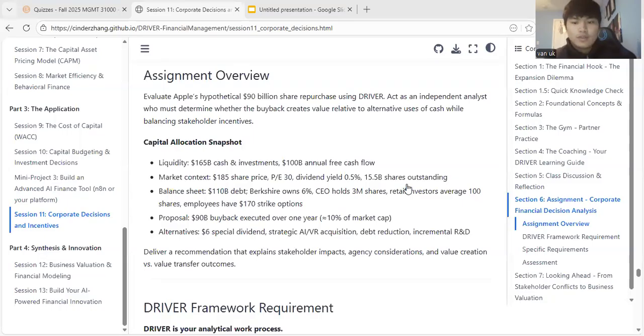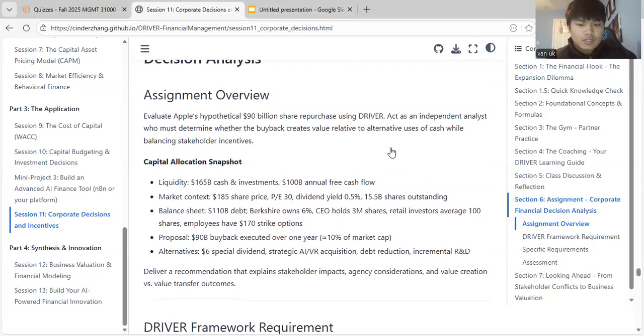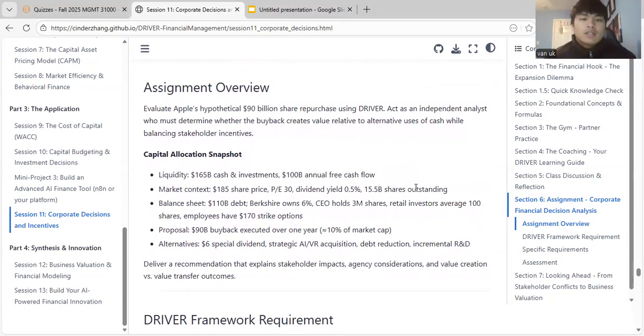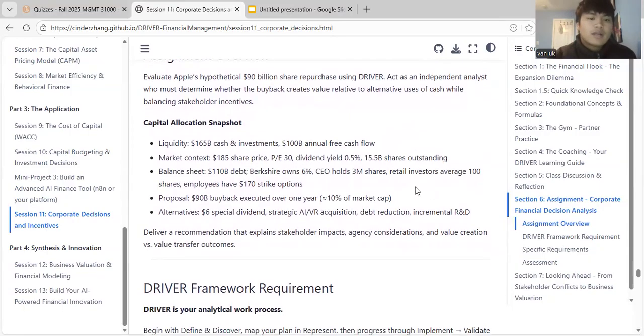Hello. I'll be doing the session 11 assignment today, and we're gonna get straight to it. It says assignment overview. Evaluate Apple's hypothetical $90 billion share repurchase using Driver. Act as an independent analyst who must determine whether the buyback creates value relative to alternative uses of cash while balancing stakeholder incentives.